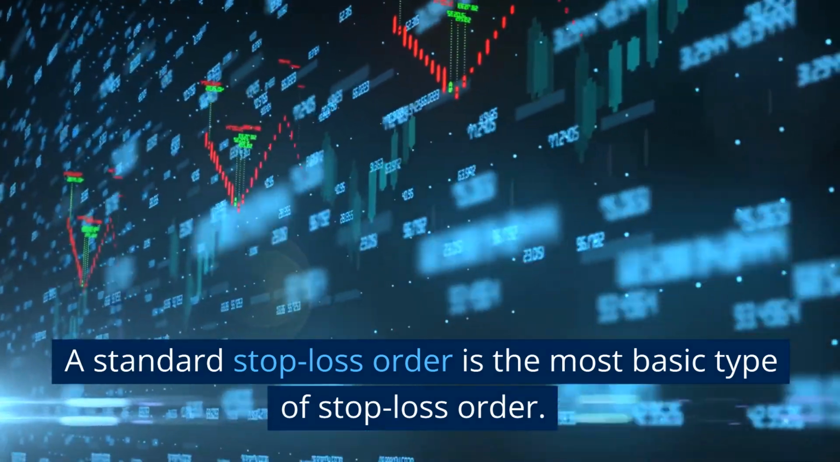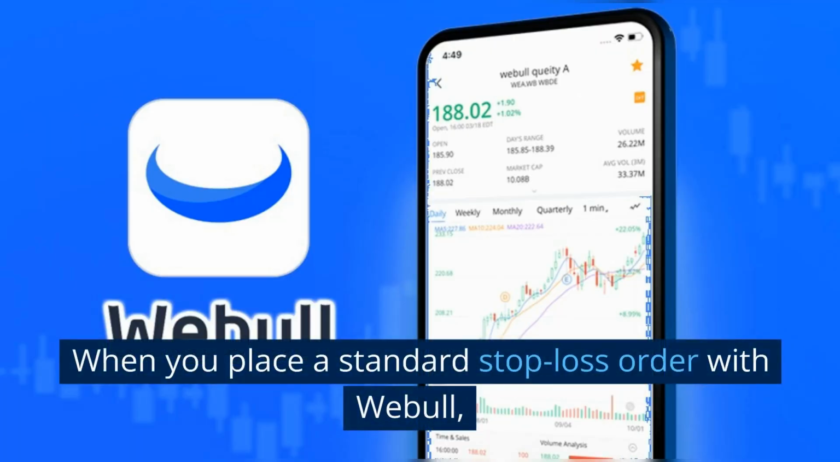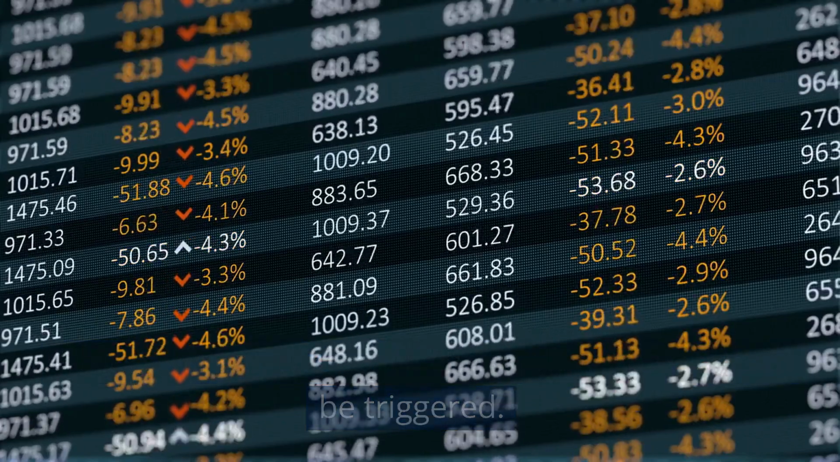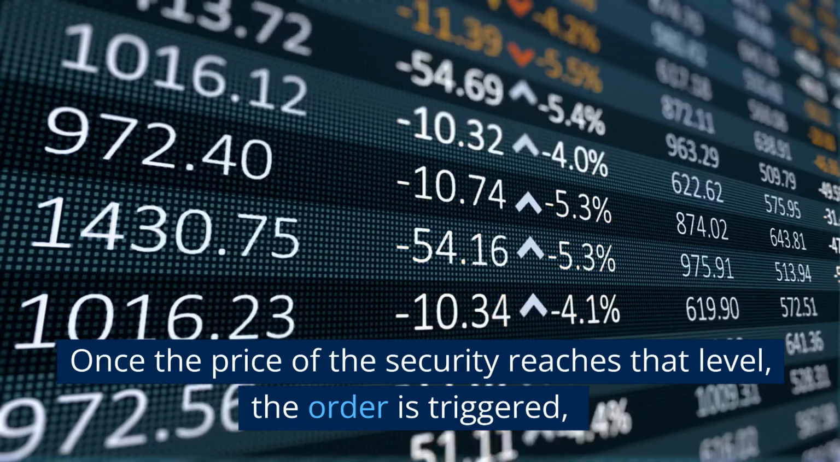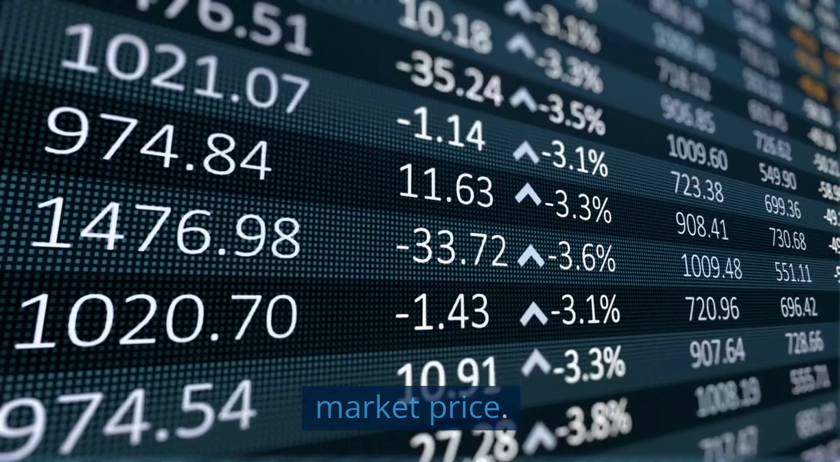A standard stop-loss order is the most basic type of stop-loss order. When you place a standard stop-loss order with Webull, you specify a price at which you want the order to be triggered. Once the price of the security reaches that level, the order is triggered, and your shares will be sold at the prevailing market price.